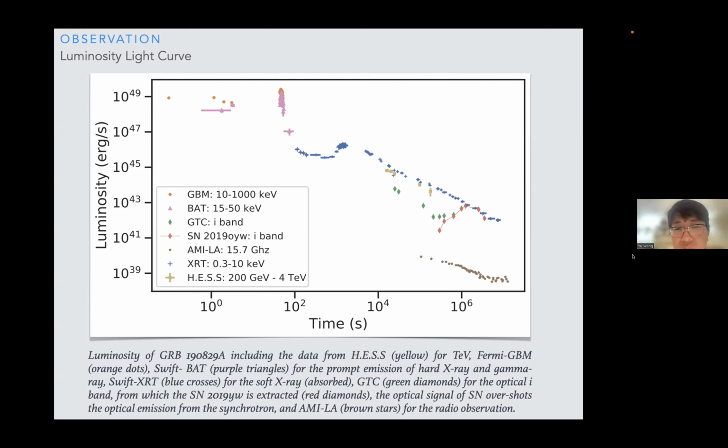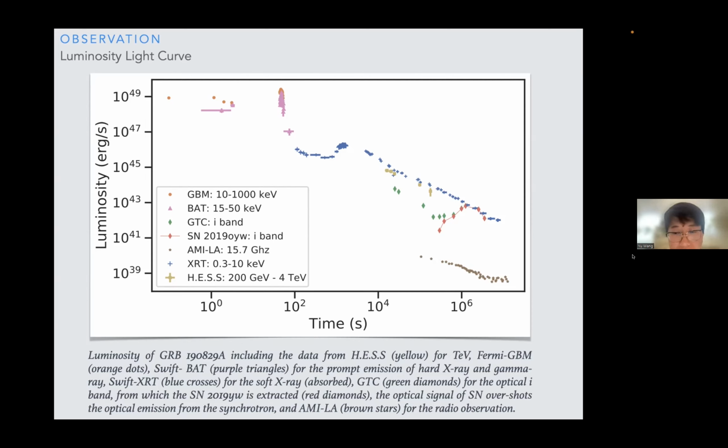And the optical is the green one, from 10 to 4 seconds, which is the observation in the I band from GTC. There are also some red points, which are extracted from the green one: using the green one, then subtracting the optical from the synchrotron, we get this red one. This red one is the supernova component.